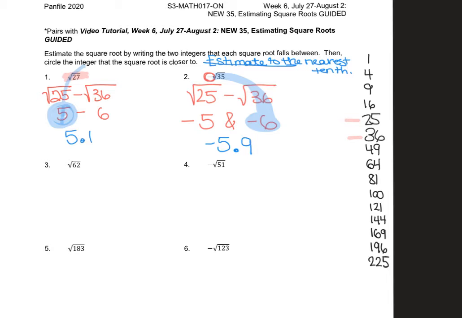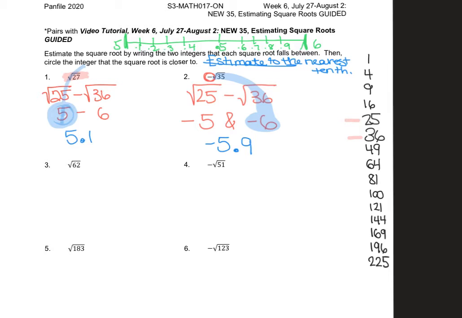Remember, anytime you have two numbers on a number line, say here's your 5 and here's your 6. Here's 0.5. Here's your 0.1, 0.2, 0.3, 0.4. Here's your 0.5. Here's your 0.6, 0.7, 0.8, 0.9.